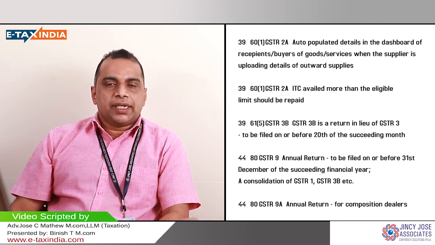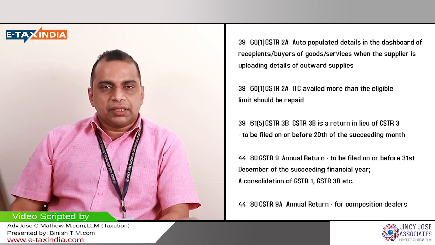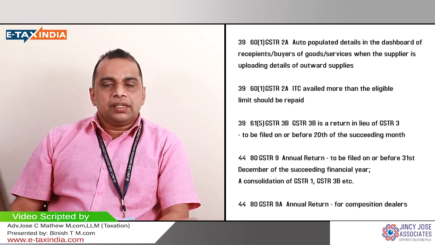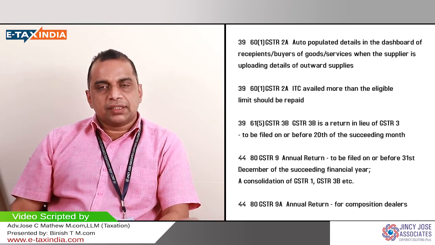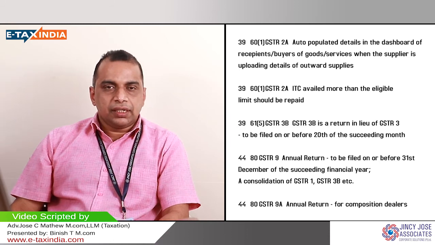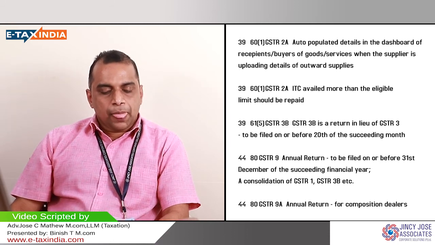Composition taxable persons cannot avail input tax credit, but the auto-populated details of the purchases will come automatically in form GSTR 4A from GSTR 1, GSTR 5 and GSTR 7. These auto-drafted details will be there in the common portal.